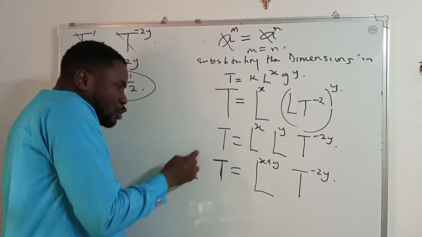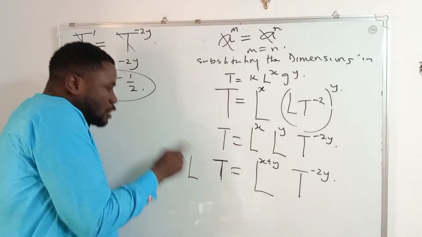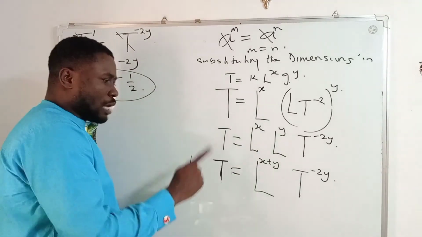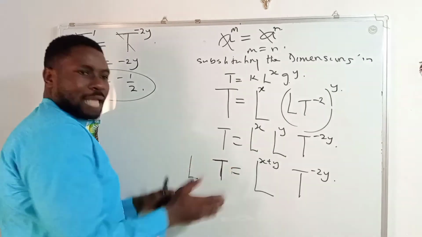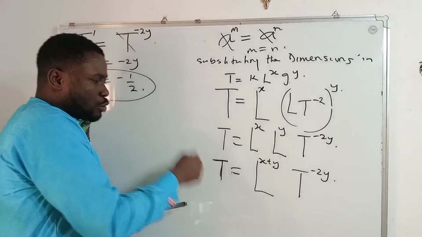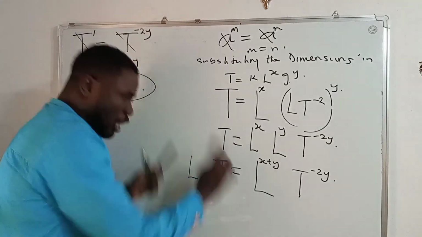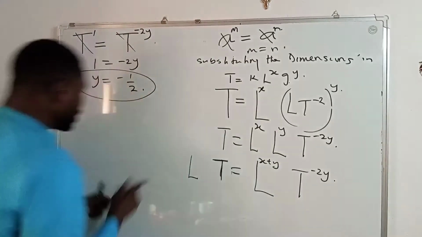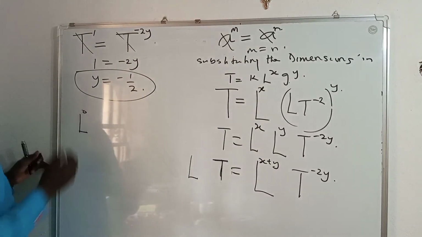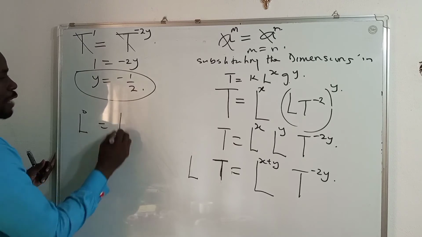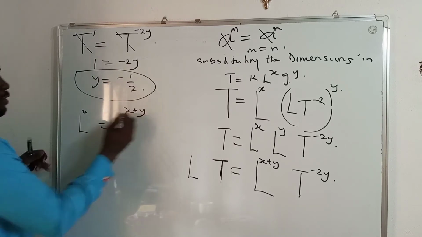But if I put L raised to power 0, in mathematics L raised to power 0 is 1. And 1 times t remains t. That means introducing L raised to power 0, you have not changed the entire equation. And so at this point, I will now say L raised to power 0 at the left-hand side is equal to L raised to power x plus y at the right-hand side.